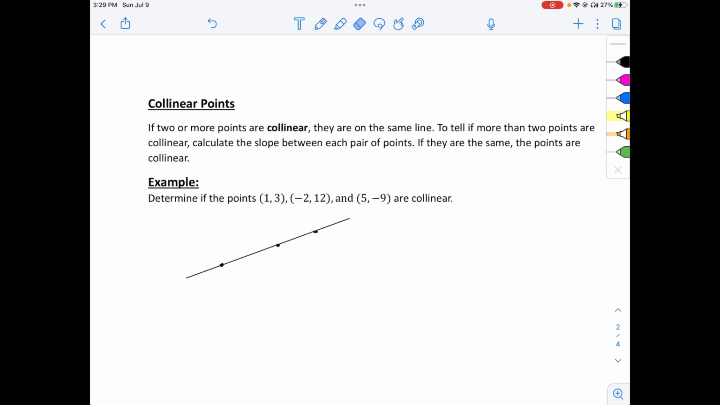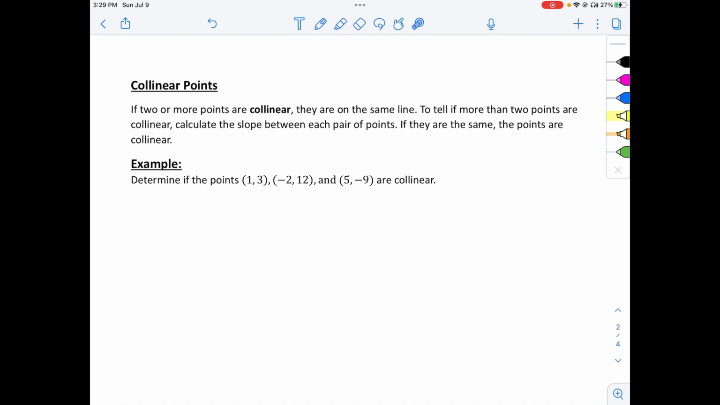Okay, so the way that we do this algebraically, meaning we don't need to plot it because that's time consuming and not necessary, is we want to determine the slope between each pair of points. And if they are the same, then that means that the points are collinear. So when I say pair of points, in this case, I have 3 points, right? I have this point, and this one.